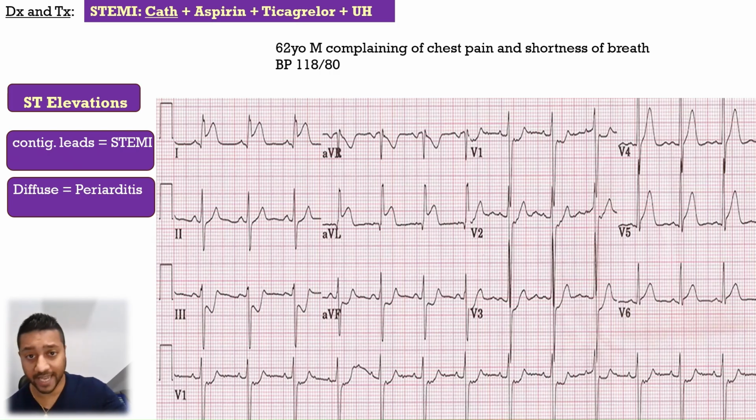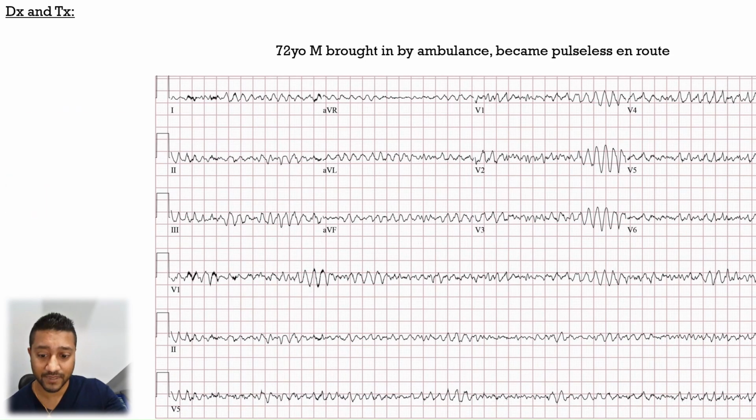While I'm waiting for the cath lab to prepare, I'm going to provide the patient with aspirin, ticagrelor, and unfractionated heparin. Let's try this one next.